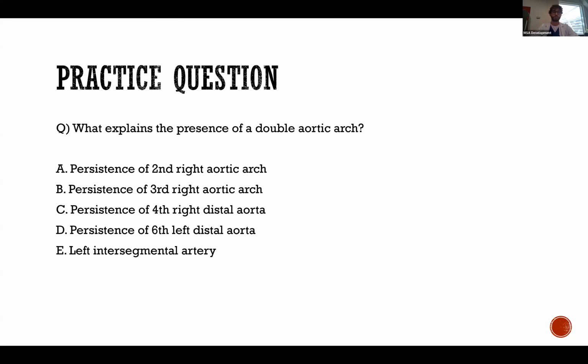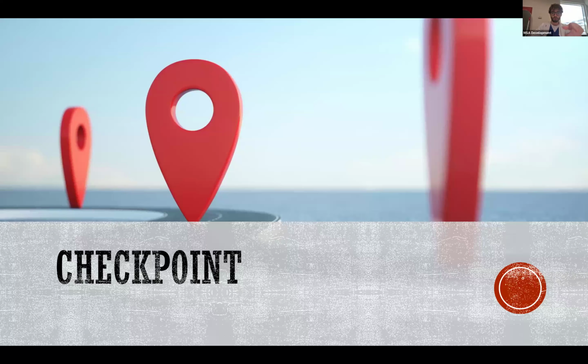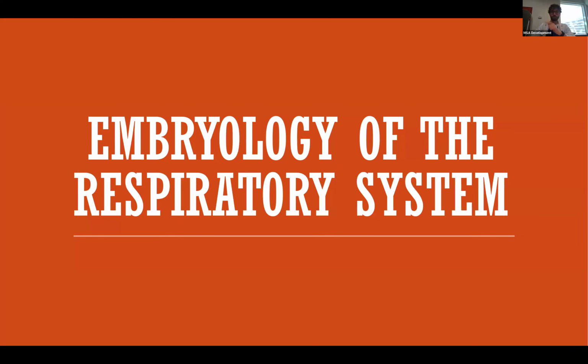Next question. What explains the presence of a double aortic arch? As we said, persistence of the fourth right distal aorta. If the fourth arch on the right side not only gives us the right subclavian, but also an arch of the aorta, we will have a double aortic arch. Okay, last question for this lecture. The proximal part of the left sixth aortic arch will become what? Left pulmonary artery. This is a very recall question. We said the sixth aortic arch has a proximal and a distal part. Proximals will give us, if it's left proximal, left pulmonary artery, right proximal, right pulmonary artery. Honestly, this table is all what you need. I'm gonna get me some water, then we're gonna continue the easier half of this lecture.